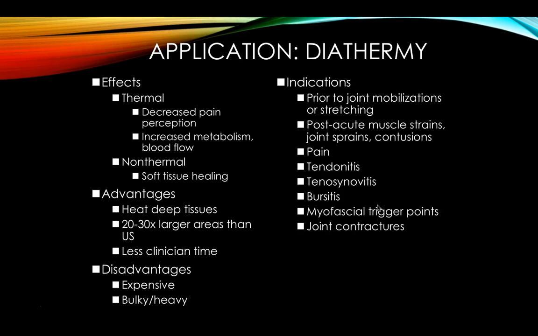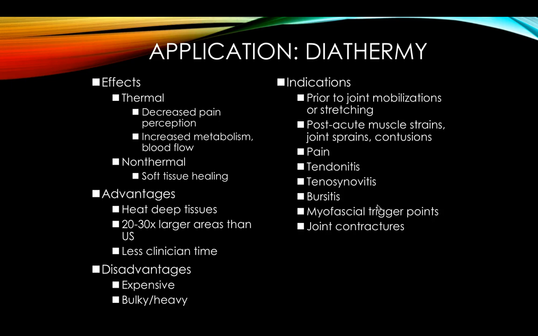The thermal are all of our general thermal effects: the decreased pain perception, increased metabolism, increased blood flow, and increased tissue elongation is a big one, and the fact that we can do that in deeper and larger volumes of tissue. Non-thermal mainly was all about soft tissue healing. So we got that increased microvascular perfusion, we had the increased phagocytic activities and presence, and then we had the alteration of kind of the cell membranes and that effect on healing. So it was all towards soft tissue healing.